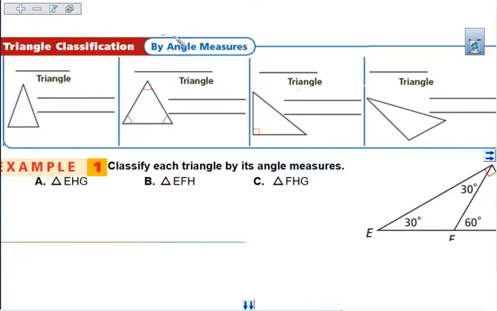First off, we're classifying our triangles by angle measures. Again, remember that classification is just another way to say name. Our first triangle, when we classify by angle measures, is an acute triangle. And it's acute because it has three acute angles. So all of the angles are acute. Remember that acute angles have to measure between 0 and 90 degrees. They don't equal 0 and they don't equal 90.